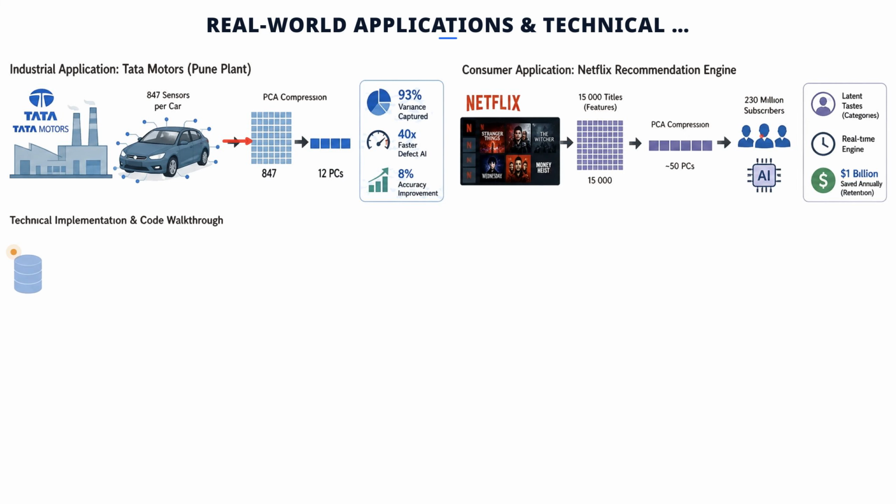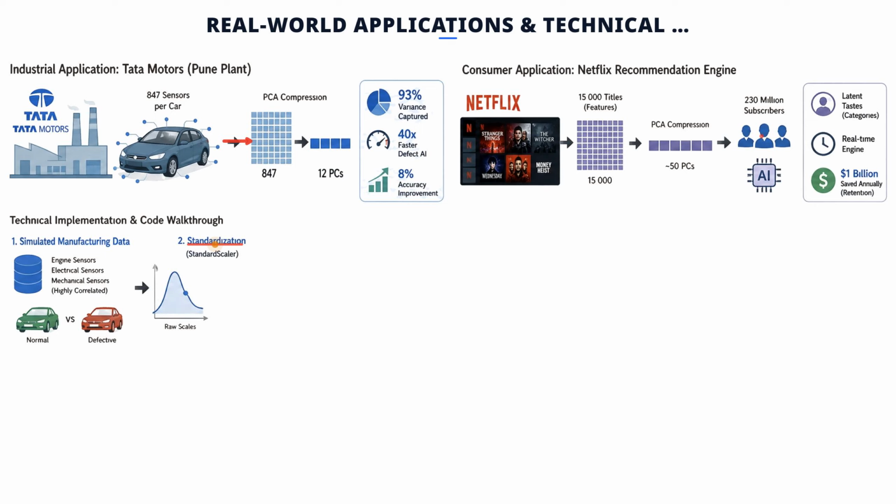The process begins with simulated manufacturing data, where sensors for engine, electrical, and mechanical systems are highly correlated. The first critical technical step is standardization. PCA is extremely sensitive to the scale of the data. If one sensor is 0 to 100 and another is 0 to 1, the larger numbers will dominate. Standardization transforms all features so they have a mean of 0 and a standard deviation of 1, ensuring a level playing field. Next, we fit a PCA model to analyze the variance.